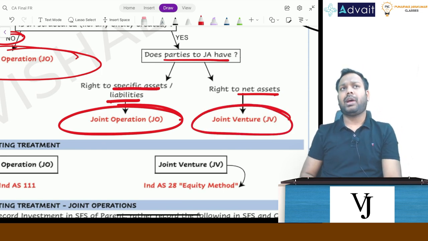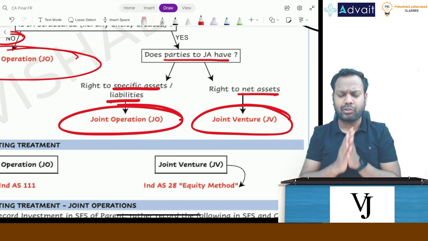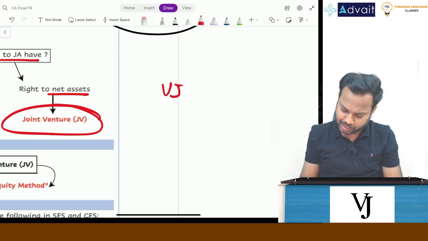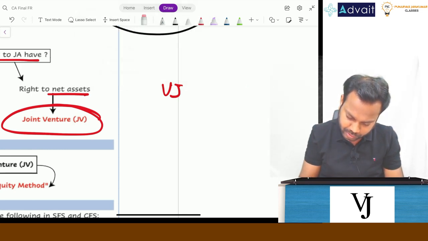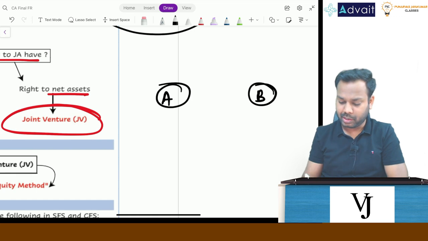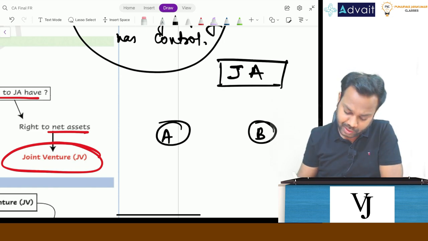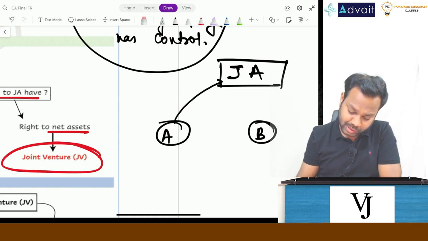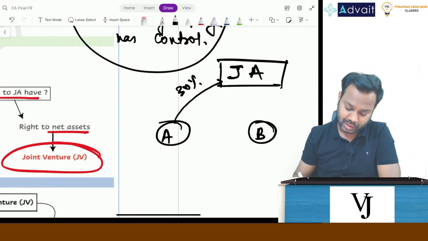I will explain the meaning of this one. Let's suppose in a joint arrangement, A and B are the parties to the joint arrangement. This is a joint arrangement. Now in the joint arrangement, a party says that I have, let's suppose, 30% the right to net assets. Whatever are the net assets, the assets minus liabilities, I have to take 30% of it. Means it's a joint venture.